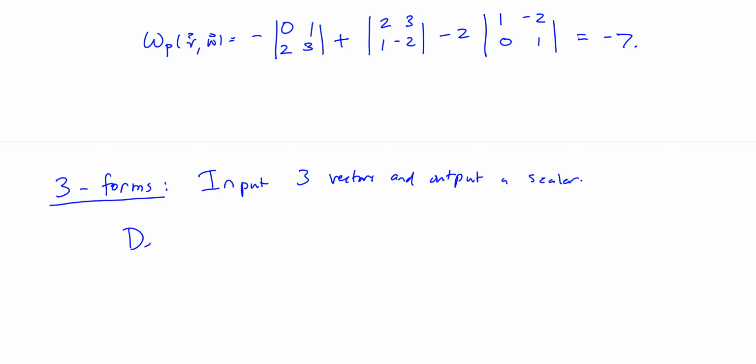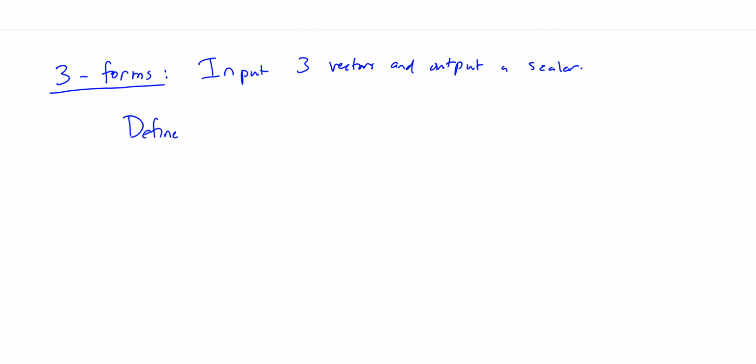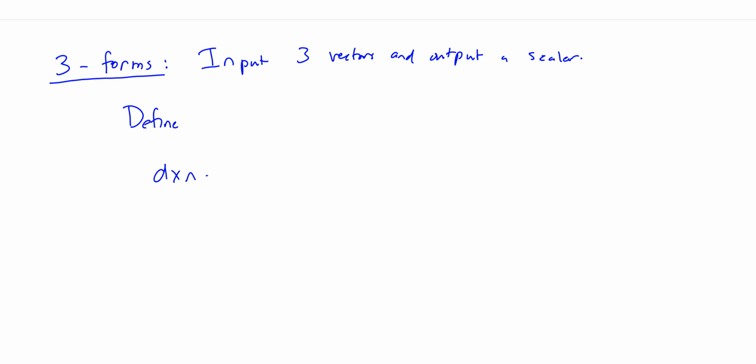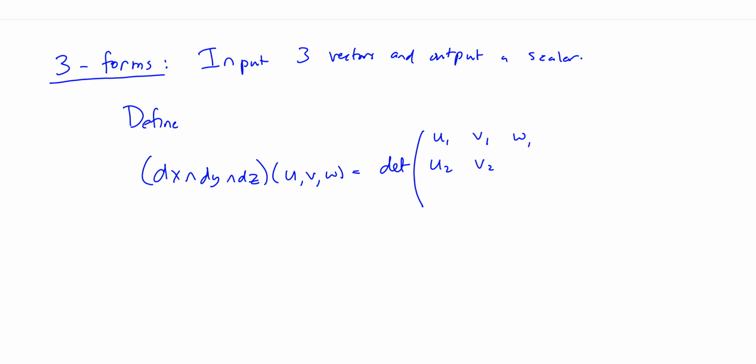So we're going to define our 3 form. There's only going to be one of them, and it's going to be dx wedge dy wedge dz. This is our 3 form. And if we input vectors u, v, and w, this is just going to be the determinant of u1, v1, w1, so the x coordinates, because the dx is first, and then we're going to do u2, v2, w2, because y, and then u3, v3, w3 for the third term. And so, of course, we can also write this with just the lines with that notation if we want.